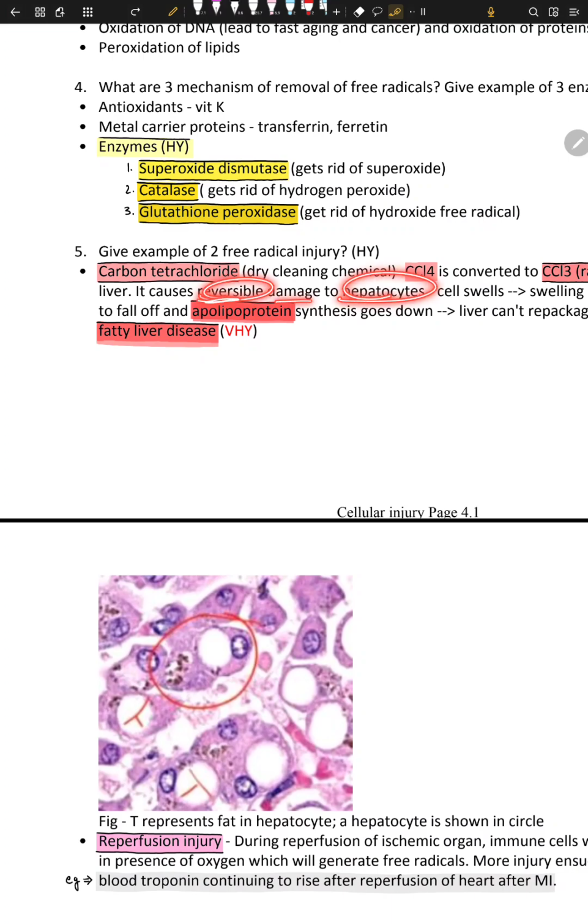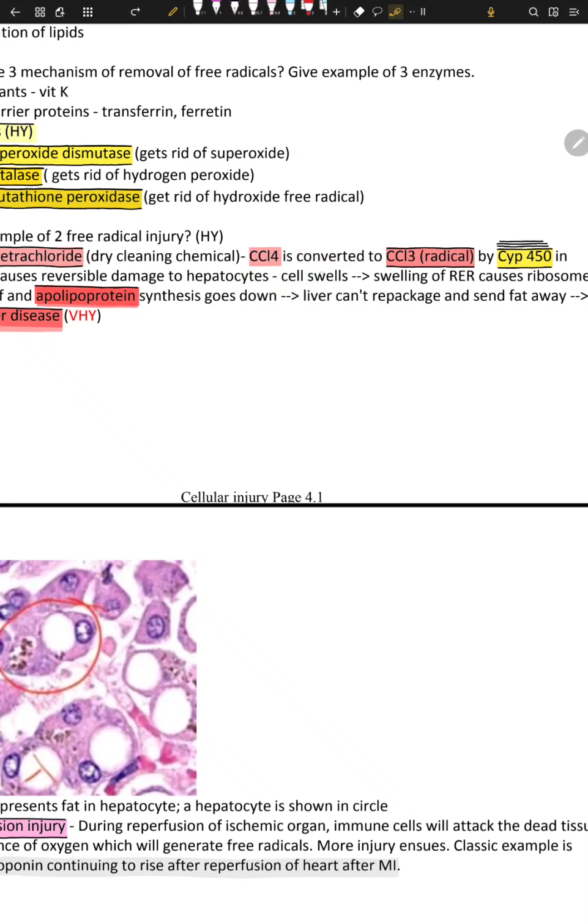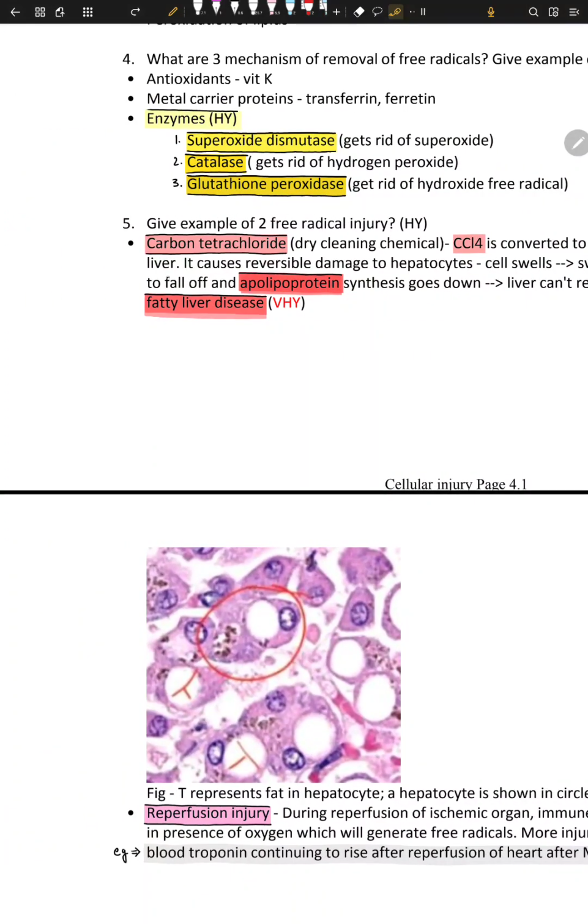It's good, it's reversible. What happens is cell swelling. Just remember that cell blebbing and swelling are characteristic of reversible injury. So cell swelling happens, with a lot of Na pumps failing. Swelling of the RER causes ribosomes to become inactive and fall off. It causes apolipoprotein synthesis to go down.